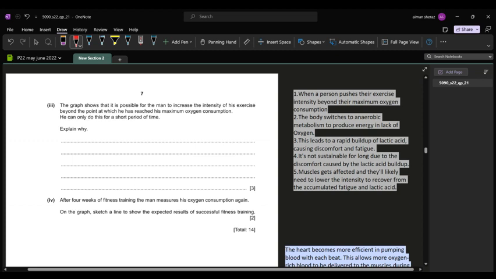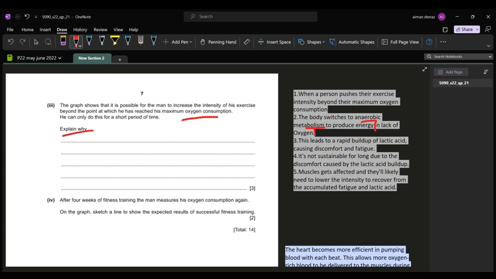Part 3. The graph shows that it is possible for the man to increase the intensity of his exercise beyond the point at which he has reached his maximum oxygen consumption. He can only do this for a short period of time. Explain why. Now they're saying that the man has the possibility to increase the intensity of his exercise beyond the point he has reached his maximum oxygen consumption. That means he has used the maximum amount of oxygen. After that, when the exercise intensity is beyond the maximum oxygen consumption, the body will automatically switch to anaerobic metabolism, which means to produce energy in the lack of oxygen.